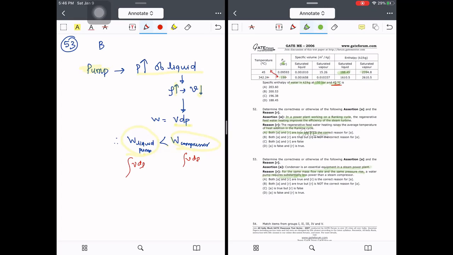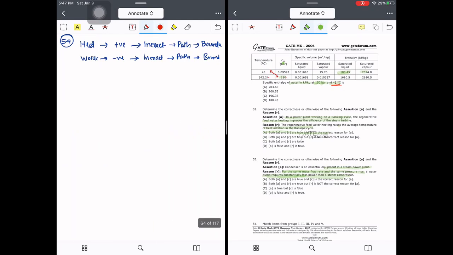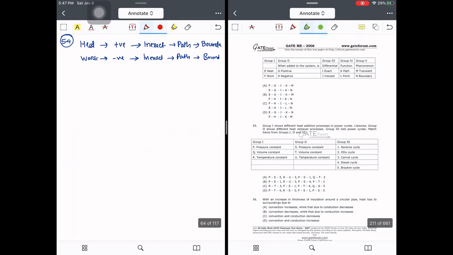So option 2 is also correct, but not the correct reason for it. The condenser is essential equipment of a steam power plant because it extracts the heat energy from the steam. But in the second option they have correlated compressor with the pump, which is correct to some extent. It is correct, but not the proper explanation for A.